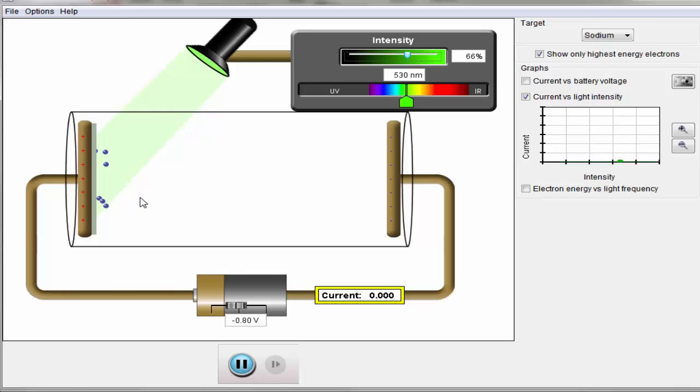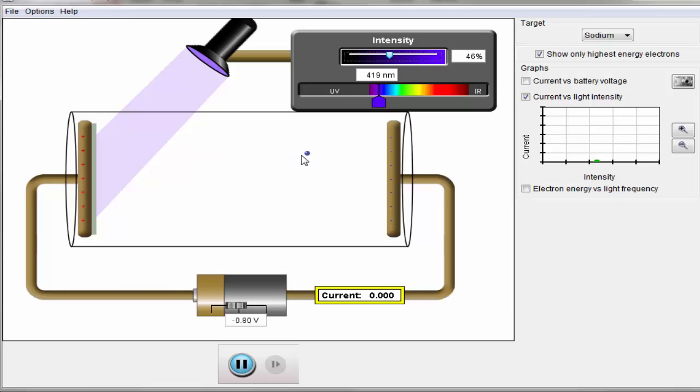Now, how am I actually going to change that? How am I going to impart more energy to these things? Making the light brighter just simply doesn't do it. All making the light brighter does is get those more electrons to come off the plate. So let's move this intensity back down to around 50%, and I'm going to change the wavelength. Remember, wavelength and frequency are inversely related, so if I make the wavelength shorter, I'm increasing the frequency of the light. So I'm going to go ahead and slide this down more towards the blue side of the spectrum.